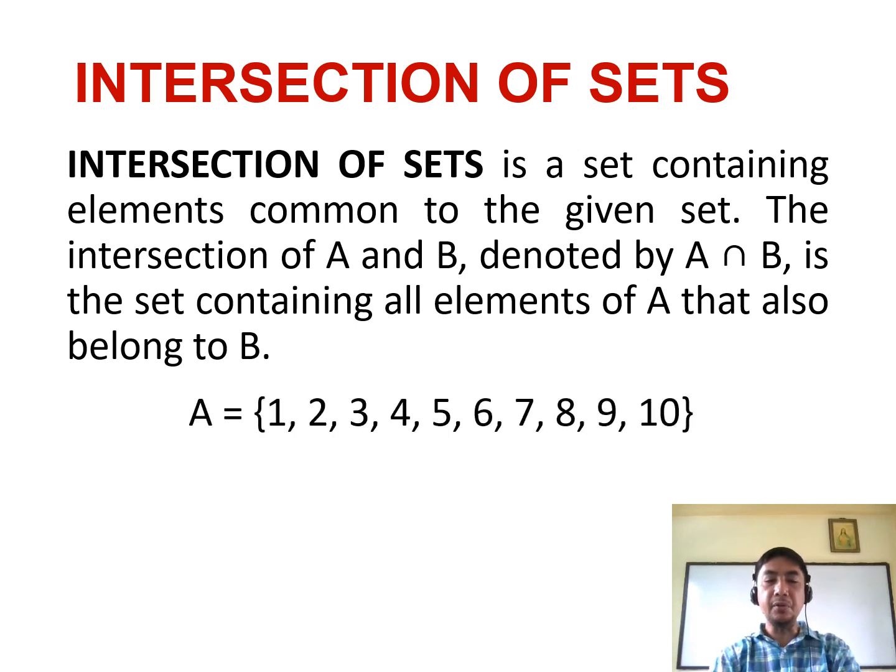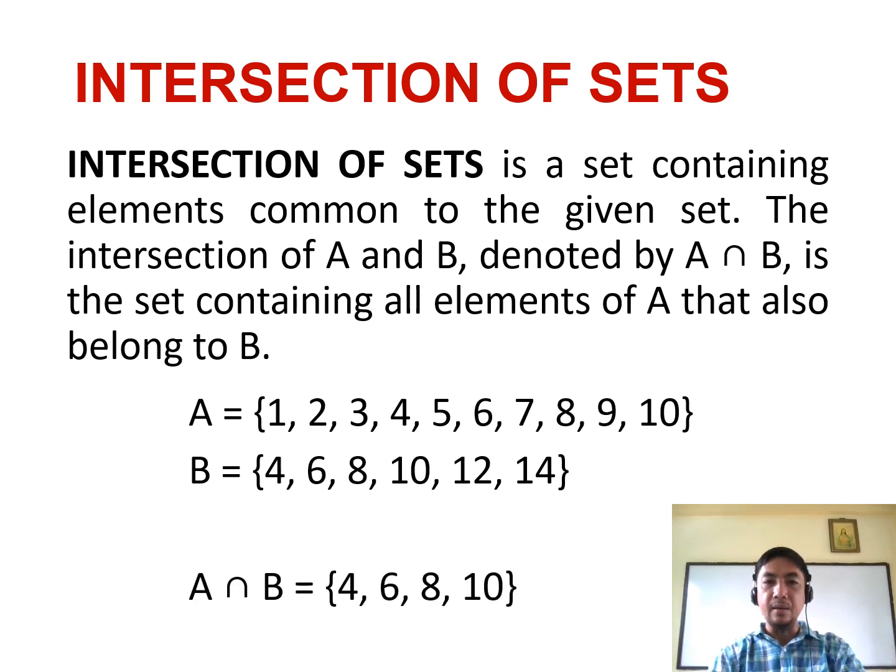Example, suppose you are given set A whose elements are 1, 2, 3, 4, 5, 6, 7, 8, 9, and 10. And suppose we have set B, whose elements are 4, 6, 8, 10, 12, and 14. If we want to get the intersection of set A and set B, we need to find the common elements of the given sets.